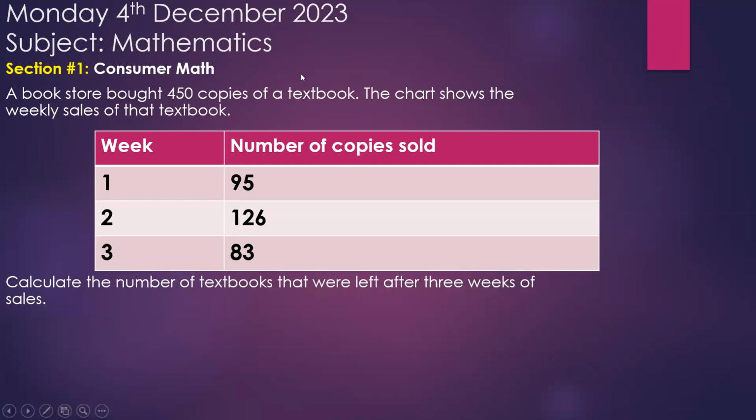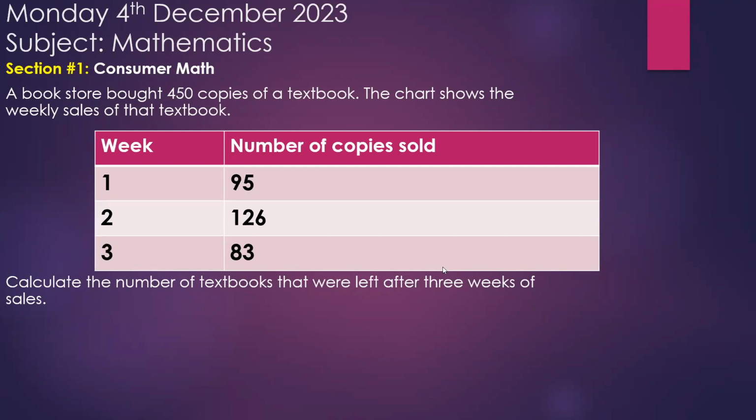Okay. All right. Calculate the number of textbooks that were left after 3 weeks of sales. What do you think we have to do? We have to subtract the number of copies sold from the number of copies that they bought. Good. So how can we find the number of copies sold? You have to add 95, 126, and 83. Very good. That's a very good point you've made right there.